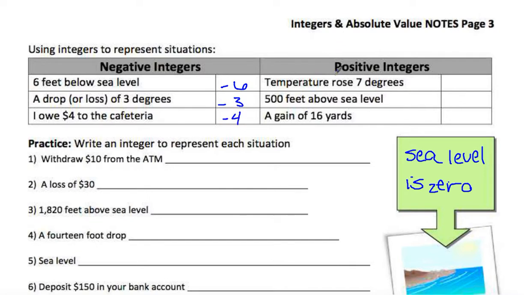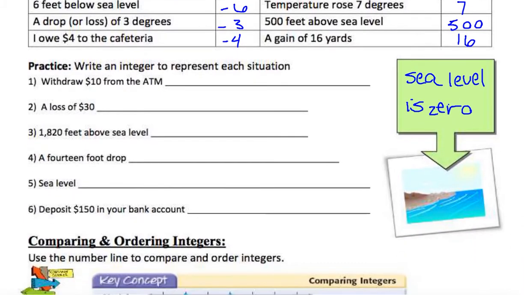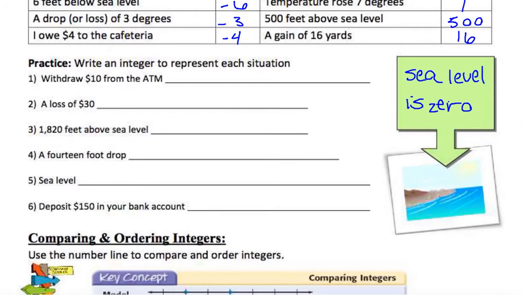A temperature rose 7 degrees would be positive 7, but we don't put a plus sign, we just write 7. 500 feet above sea level would be just 500. And a gain of 16 would just be positive 16. So what I want you to do is pause the video real quick. I want you to do numbers 1 through 6 on your own. Unpause the video when you're ready.